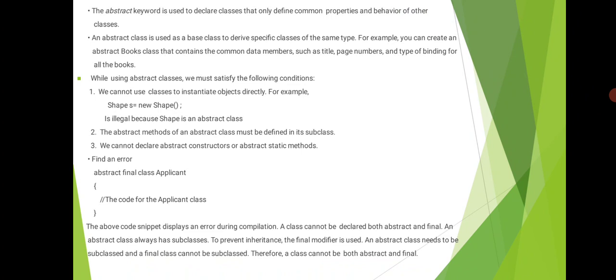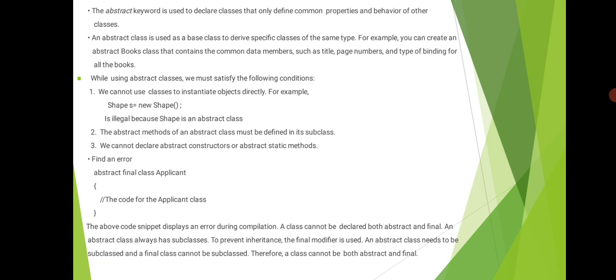So, abstract is a permitted modifier, a keyword used to declare classes and methods, which is the opposite of the final keyword. Abstract classes only define the common properties and behavior of the other classes. The abstract class is used as a base class, which is a super class, from which specific classes of the same type are derived.